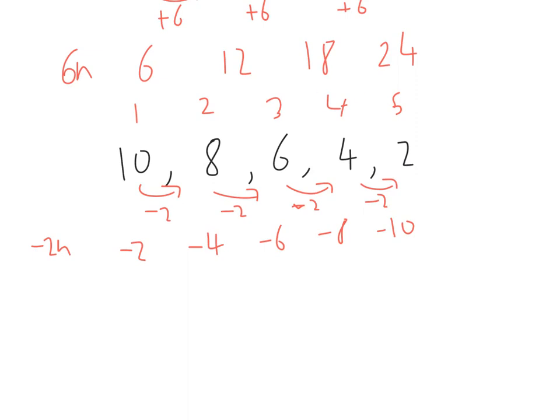Then we need to think, what's the connection between these two? Both sequences go down by 2. That's how you get the next term. But what's the link between minus 2n and this one here? Well, to get from minus 2 to 10, you'd have to add 12. To get from minus 4 to 8, you'd have to add 12. And you can just check it for all of them, but it should be the same each time. To get from minus 10 to 2, you have to add 12. So that sequence would be minus 2n plus 12.